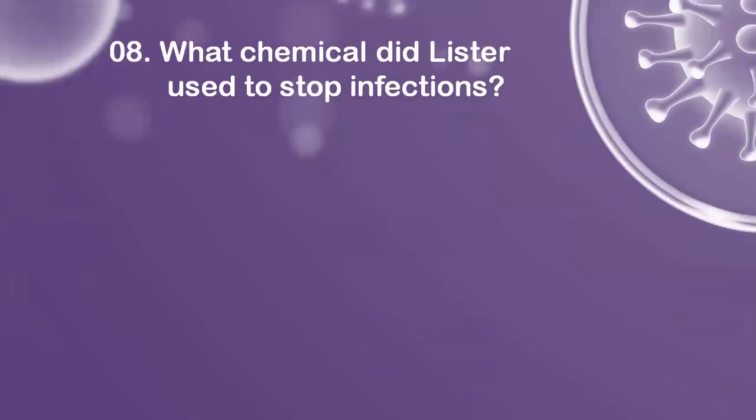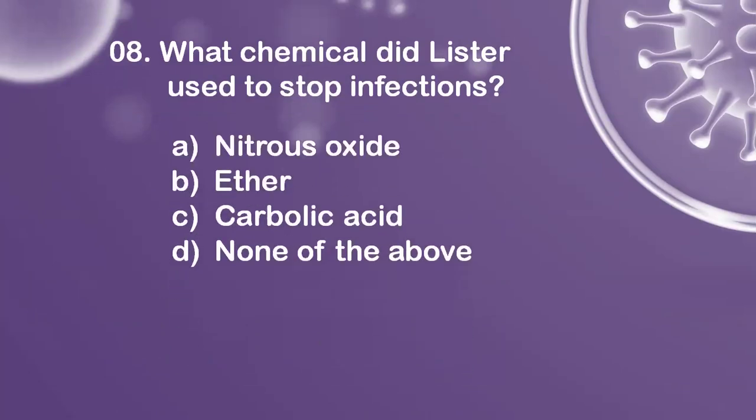Next question: what chemical did Lister use to stop infections? Option A, nitrous oxide. Option B, ether. Option C, carbolic acid. Option D, none of the above. Here the right answer is option C, carbolic acid. It is a phenolic derivative. He used carbolic acid as a spray during surgery. This carbolic acid kills the microorganisms present in the operation theater or in the environment so that infections are prevented.